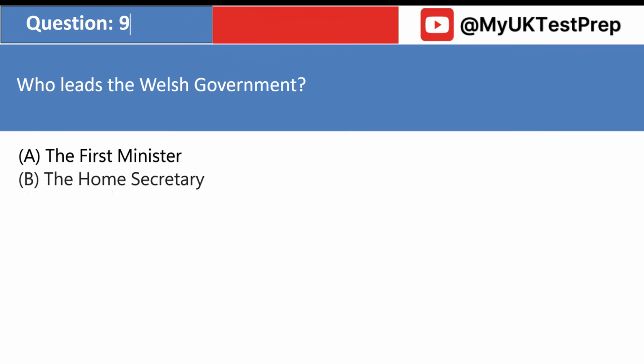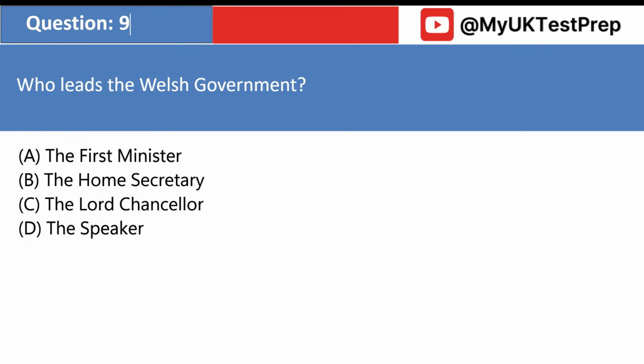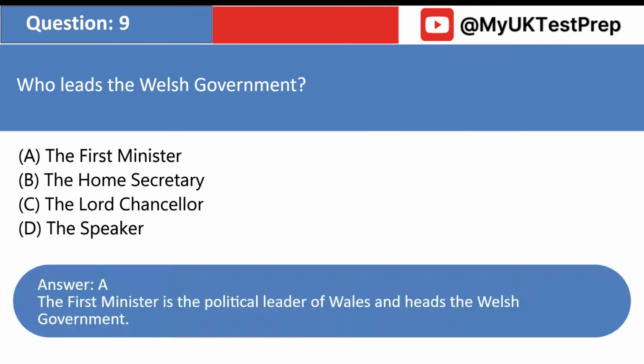Who leads the Welsh Government? A. The First Minister. B. The Home Secretary. C. The Lord Chancellor. D. The Speaker. Answer: A. The First Minister is the political leader of Wales and heads the Welsh Government.